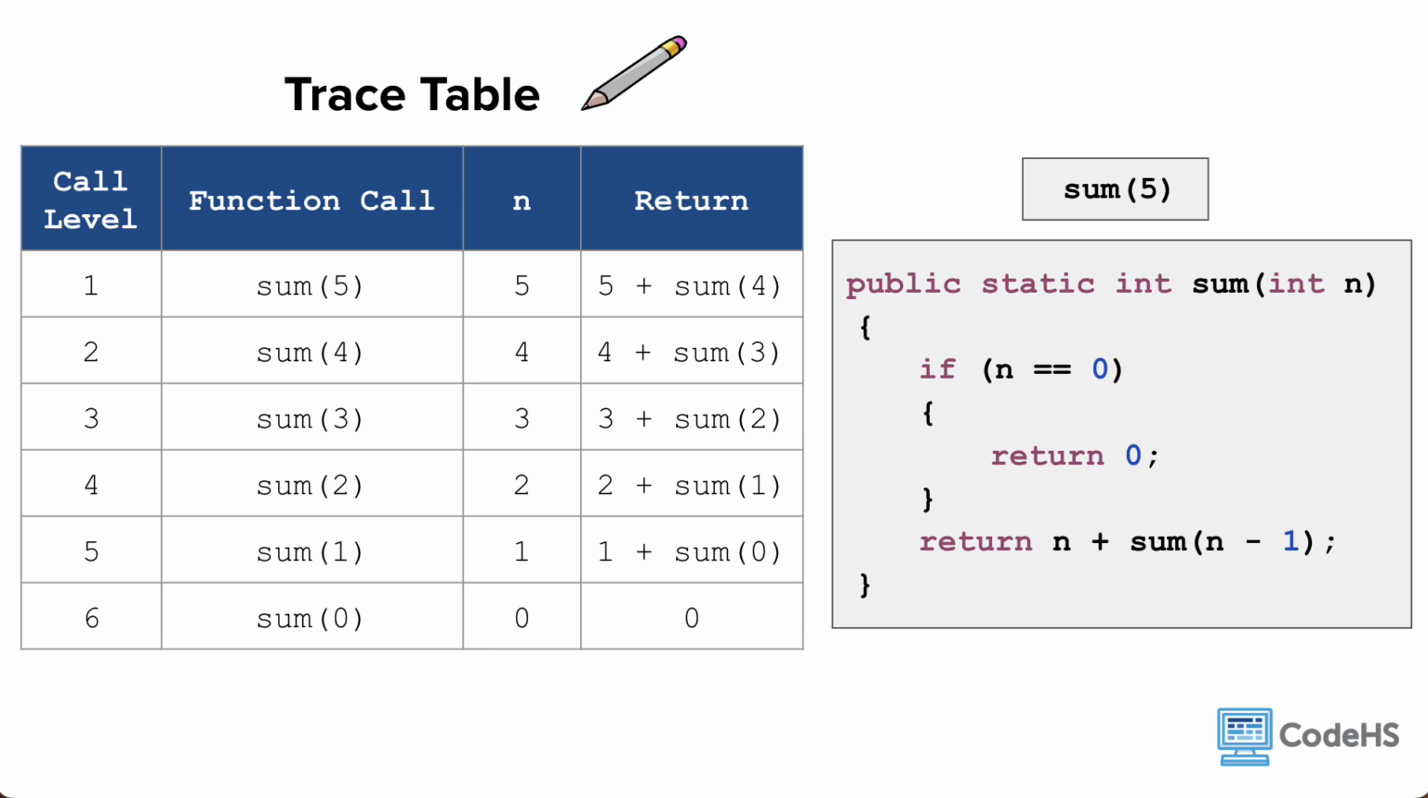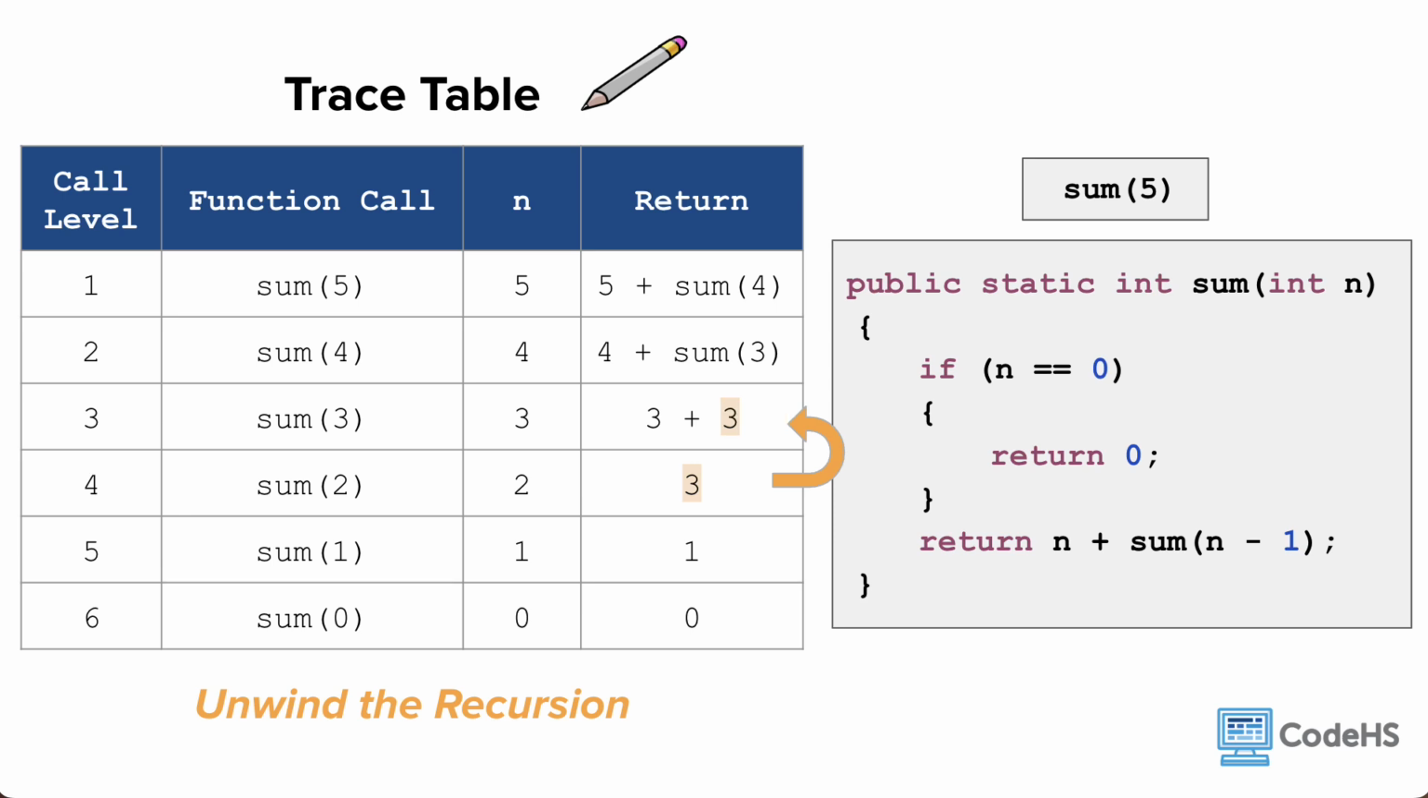Since there isn't another call to the sum function here, it's now time to unwind the recursion. 0 is returned for sum of 0, which just equals 1. This is the return for the call of sum of 1, which gets sent up to the sum of 1 call in the previous line, replacing that with 1. This results in a value of 3. We now know that sum of 2 is 3, so that replaces the call in the previous level.